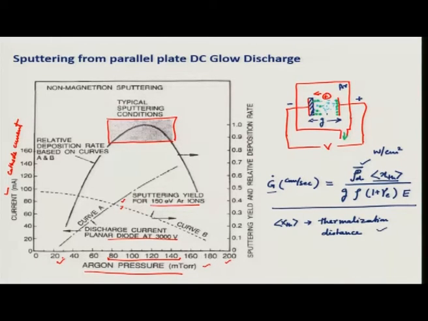So, this is the geometry for a parallel plate DC glow. How can we improve on this? These rates are very slow, and we do not want to operate at these pressures, because if you remember from the Paschen curve, if the product of P and D is very large, then you need a higher breakdown voltage. So we want to lower our operating voltages, and one way to do that is to lower the pressure, but if we lower the pressure, our deposition rates go down. So how do we overcome this?